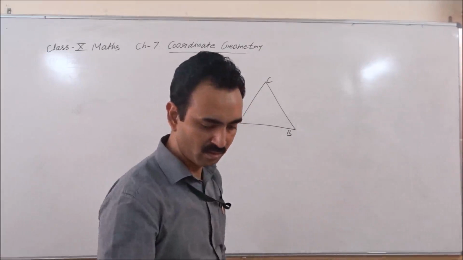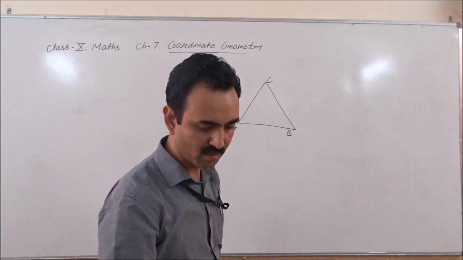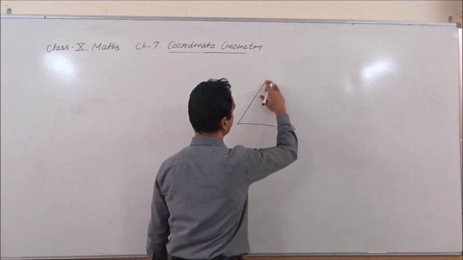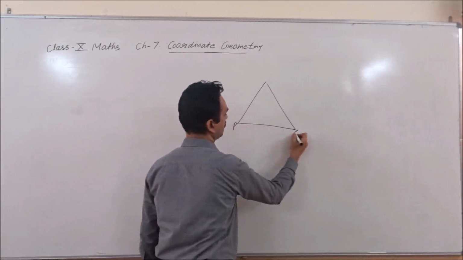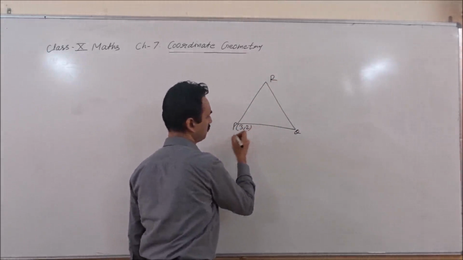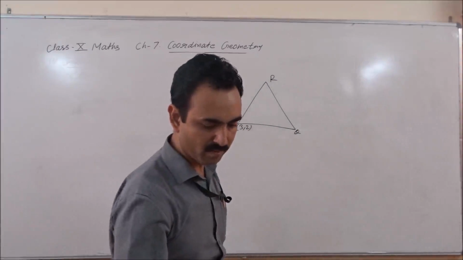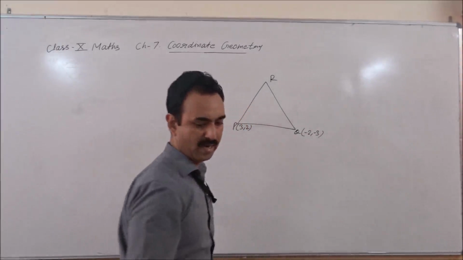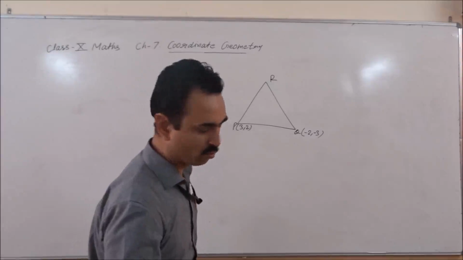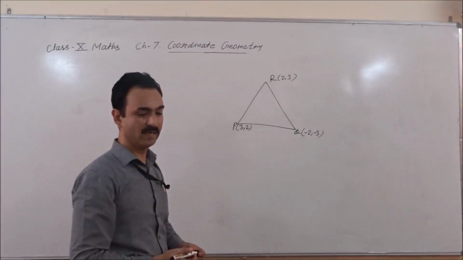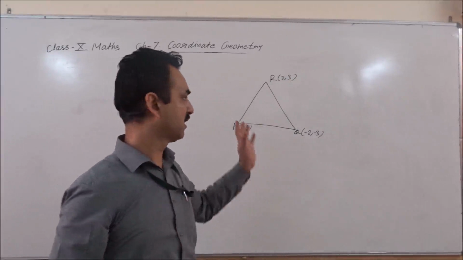So first is given (3, 2). This is PQR, so I am writing PQR here. P is (3, 2), the second point Q is (-2, -3), and the third point R is (2, 3). Whatever we have to do here, we have to find out which type of triangle it is.